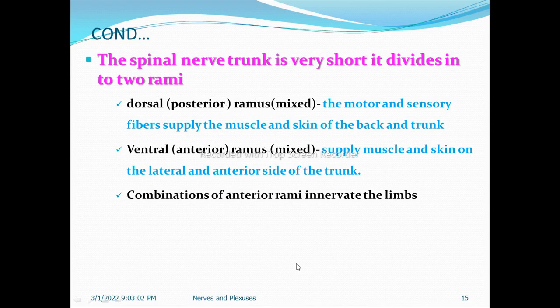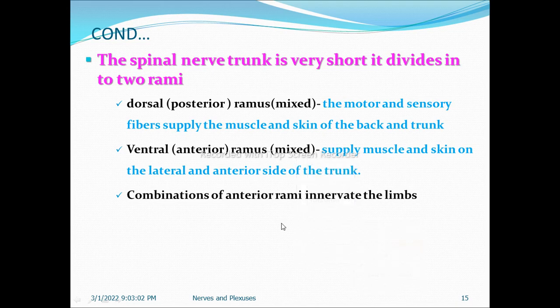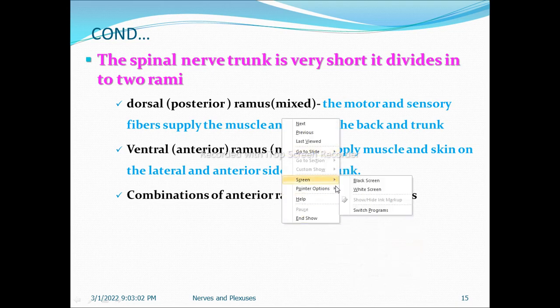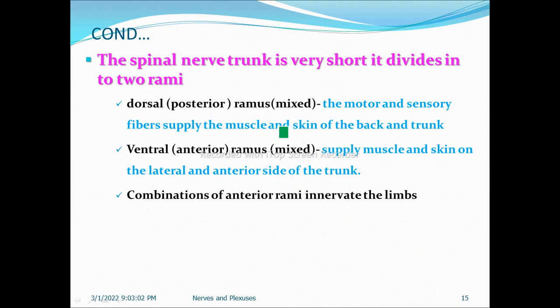When we look at the dorsal or posterior ramus, we can say that it contains motor and sensory fibers, that is, it is mixed, and it supplies the muscles and the skin of the back of the trunk. They directly supply the skin and the muscles of the back of the trunk.